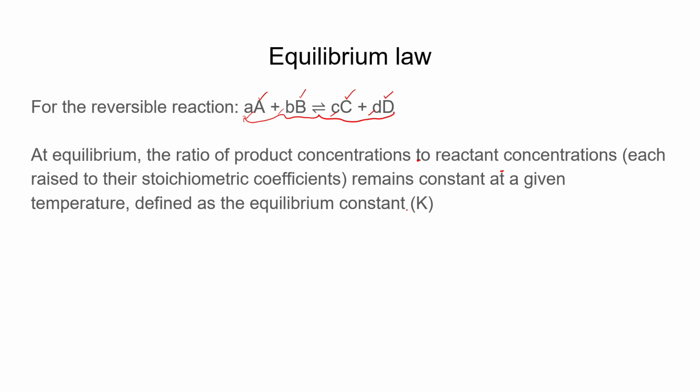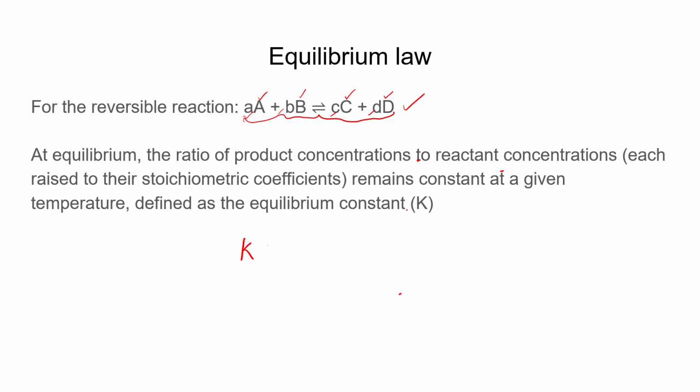So what does this law state? This law states that the ratio of product to reactant concentration with each term raised to the power of their stoichiometric coefficient is a constant as long as the temperature is constant, and that ratio is called equilibrium constant. So what does the statement look like mathematically in this context of this equation?